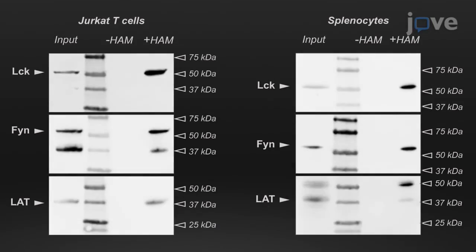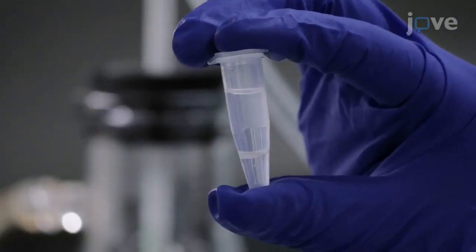Acyl-Resin Assisted Capture, or Acyl-RAC, is a sensitive and reliable method that can be used to detect protein S-Acylation in a variety of biological samples. This protocol bypasses some of the limitations of metabolic labeling and radiolabeling and allows the simultaneous detection of S-Acylation of multiple proteins not only in live cells but also primary tissues and frozen samples.